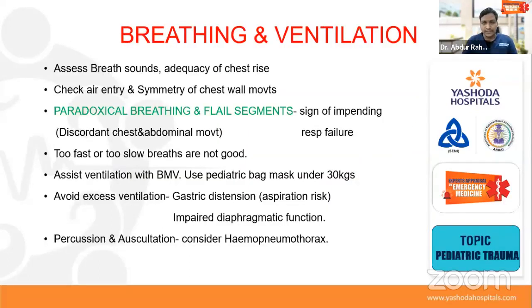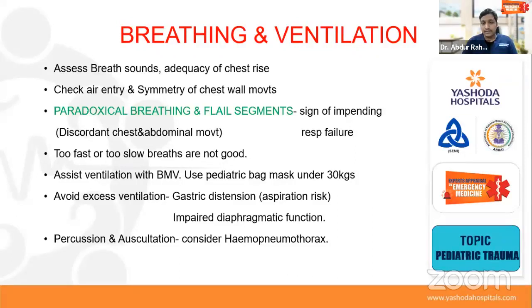Coming to the breathing and ventilation part, assess the breath sounds and adequacy of chest rise, check for air entry and symmetry of chest wall movements, and look for any paradoxical breathing and flail segments. Paradoxical breathing means there are discordant chest and abdominal movements. This is a sign of impending respiratory failure. You should be very cautious here. Too fast or too slow breaths are also not good. And assist ventilation with bag and mask if required.